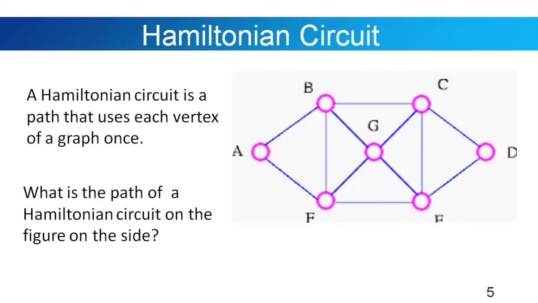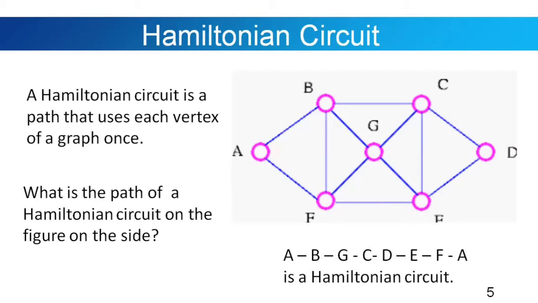Now let's go to our solution. We can use this Hamiltonian circuit. We begin at vertex A, then we go to vertex B, then proceed to vertex G, vertex C, vertex D, vertex E, vertex F, and vertex A. So this circuit is an example of a Hamiltonian circuit.